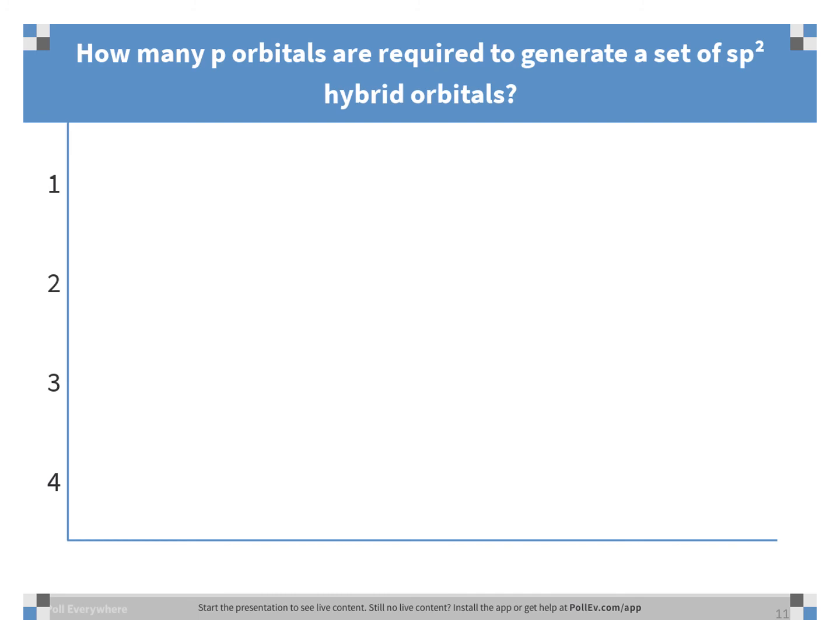The correct answer is B, 2. I've been a little tricky here, asking you this question right after telling you to add up all the superscripts, but you need to pay attention to what the question is asking. This question is specifically asking about the p orbitals, so we would just look at the superscript on the p. If we want to know how many total orbitals of any type are needed, we would add up all the superscripts.